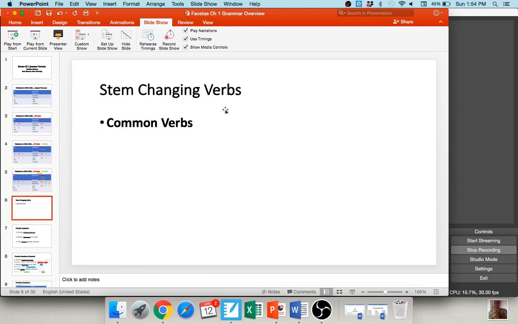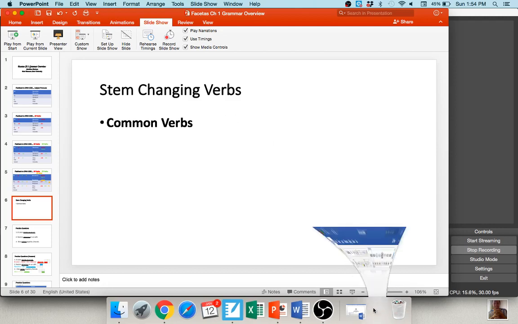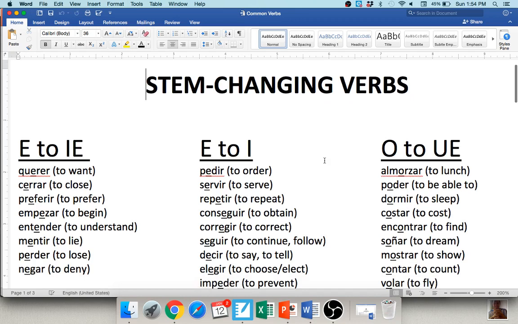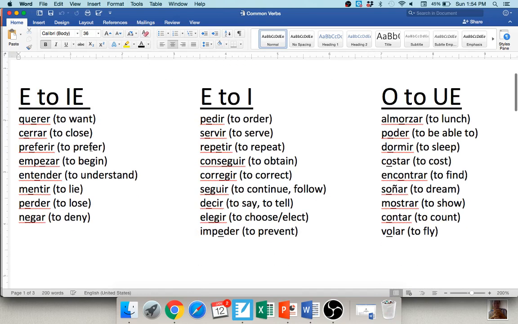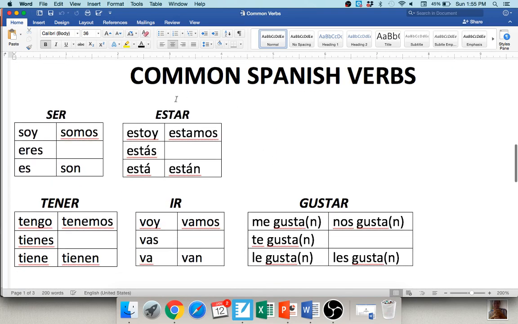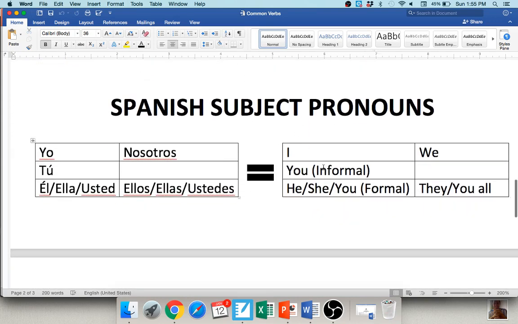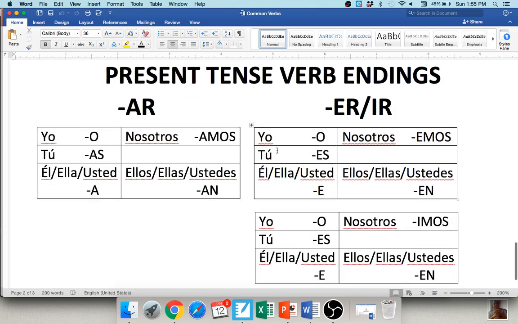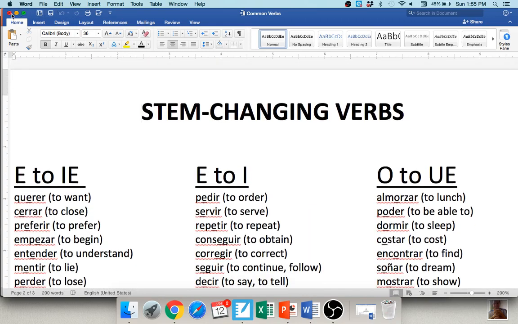We also had some stem changing verbs as well. And there are several common stem changing verbs. I included this sheet in D2L under the Chapter 1 resources. So you have this here, but these are just some common verbs that have E to IE stem changers, E to I stem changers, and O to UE stem changers. I've also included some common Spanish verbs that you should know upon entry in this course, those subject pronouns, of course, and your verb ending. So these are all things that hopefully you have a pretty good understanding of at this point in time.